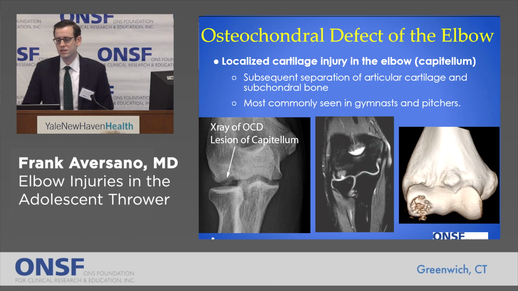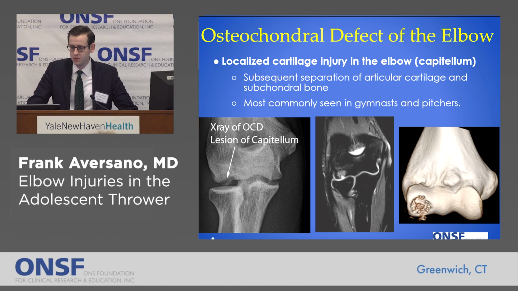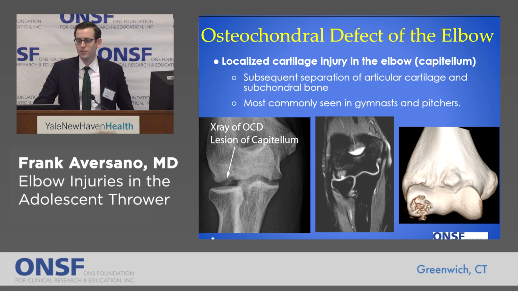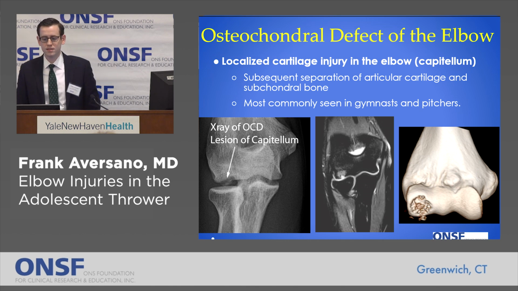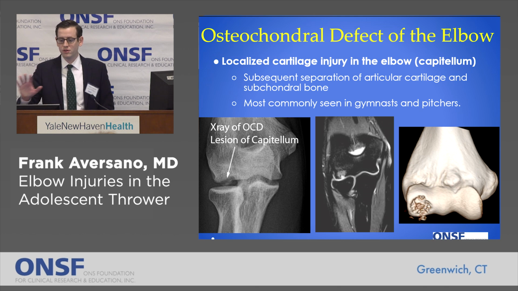And the last condition I want to touch on as it relates to this constellation of elbow symptoms is when the cartilage actually gets injured. And that's typically on the other side of the elbow where there's a compressive force rather than a tension force. It's usually a localized cartilage injury. Think of it like a pothole in the road rather than degeneration throughout the elbow.